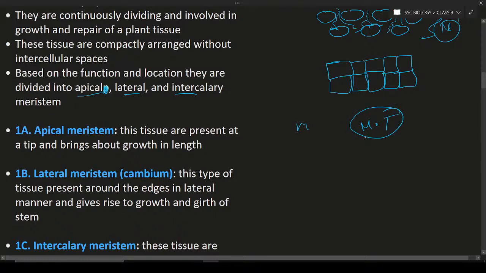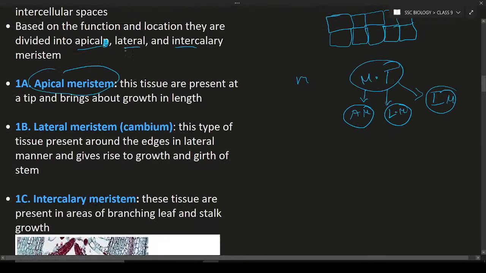Meristematic tissue can be divided into apical meristem. Next it is divided into lateral meristem. Next it is divided into intercalary meristem. So these are all given over here. What is apical meristem? They are present at the top. Apical means on the top. They are known as apical meristem, and they bring about the growth in length. So on the top of the stem, these tissues are present.